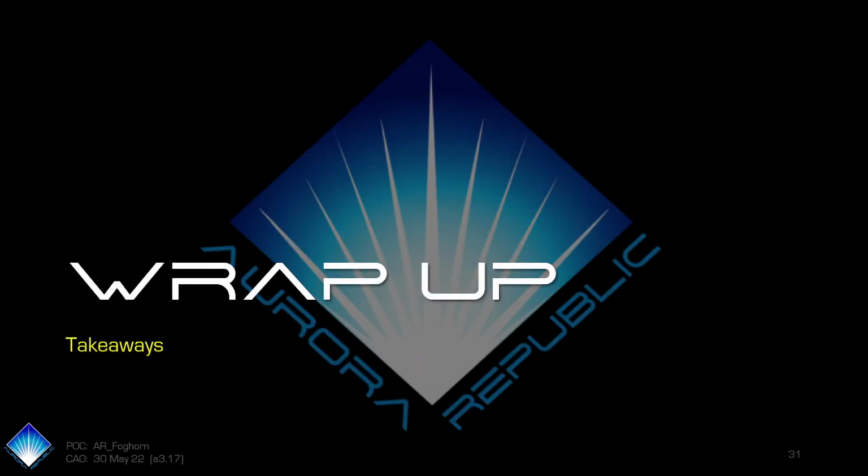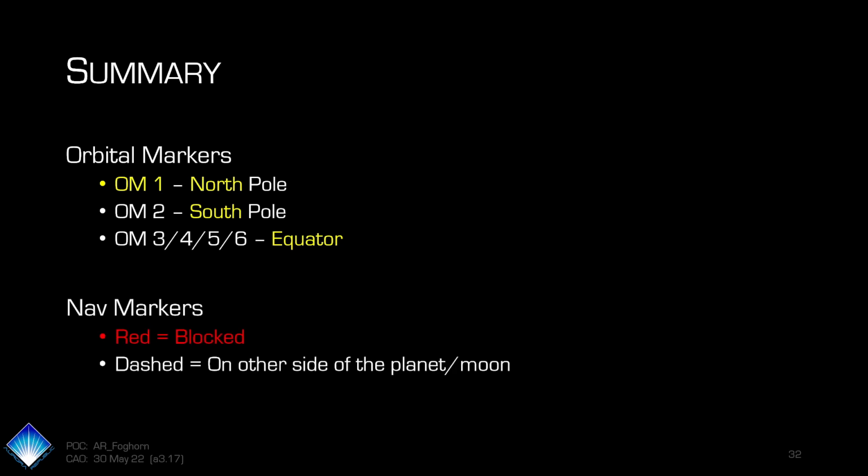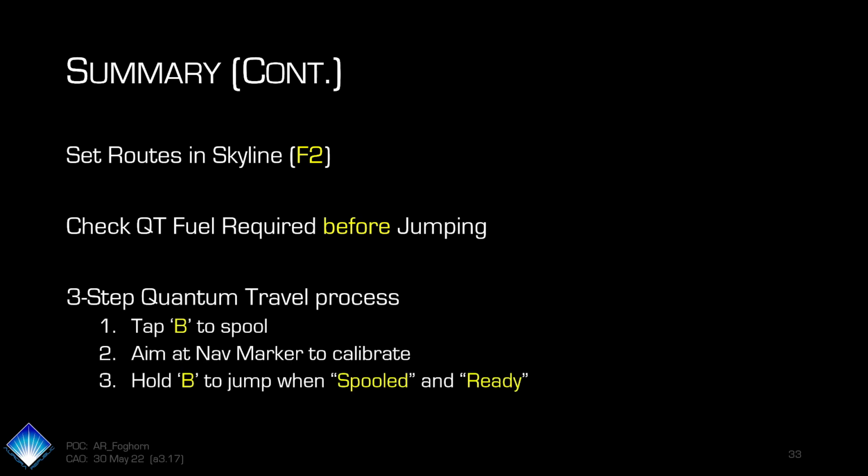To summarize the major takeaways from this presentation, OM1 is always the North Pole, OM2 is always the South Pole, OMs 3, 4, 5, and 6 are over the equator. Nav markers in red are blocked. Dashed nav markers are on the other side. F2 is the shortcut to Skyline. Make sure you have enough fuel before you jump. And finally, tap Bravo to spool, aim at the marker to calibrate. When spooled and ready, long hold Bravo to jump.